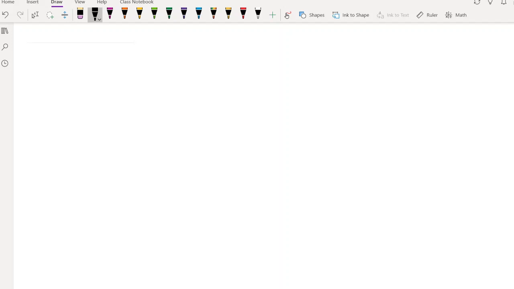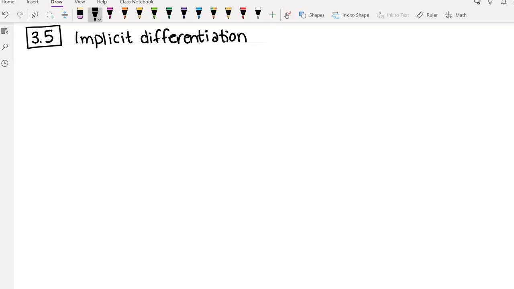Hello everyone. So today we're going to continue to talk about using implicit differentiation to find the derivatives of implicitly defined curves. And today we're going to be getting into slightly more complicated examples where we'll have to use the product rule and the chain rule together with this new idea of implicit differentiation.